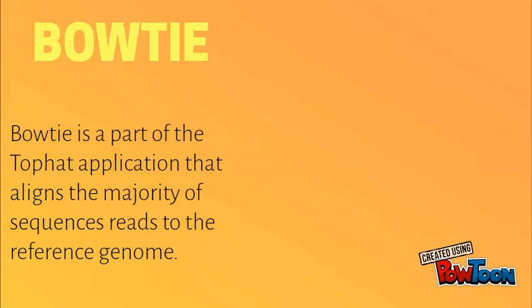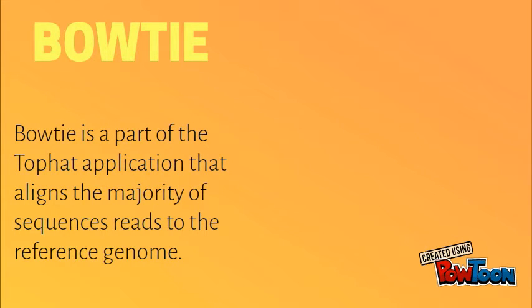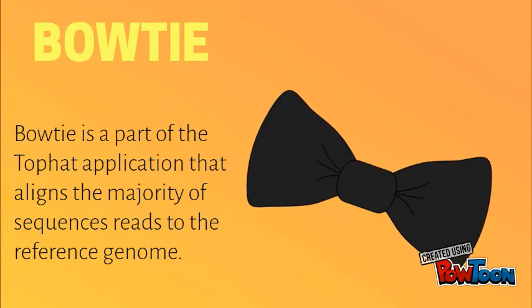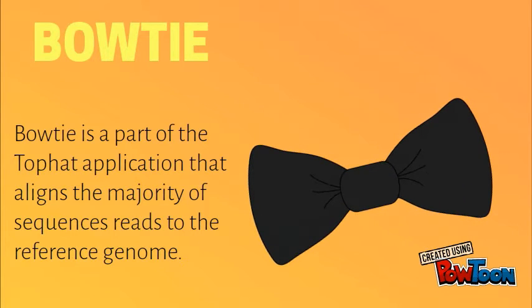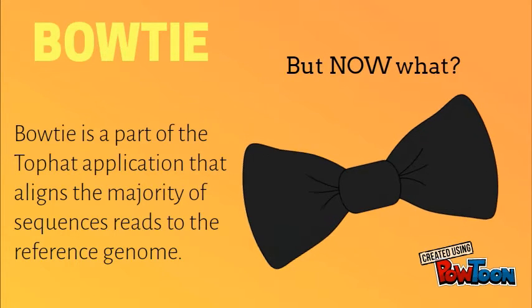Bowtie is a part of the Tophat application that aligns the majority of sequences to the reference genome. Bowtie aligns reads at a rate of tens of millions per CPU, but it can't do all alignment tasks. It has an issue with reads that have a large gap between the genome and the read. So the more introns, the harder the alignment.